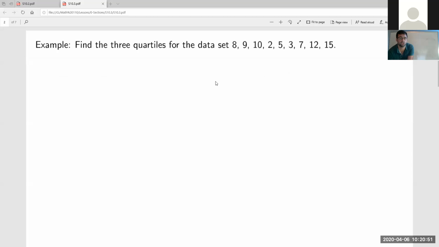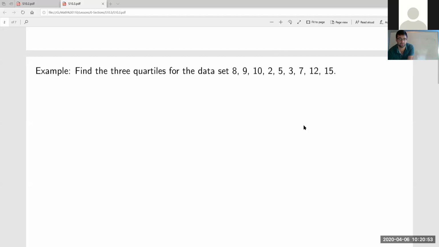All right. So find the 3 quartiles for the data set 8, 9, 10, 2, 5, 3, 7, 12, 15. First thing we've got to do is order it. So what is the lowest number? 2. Okay, what's next? 2, 3, 5, 7, 8, 9, 10, 12, 15.